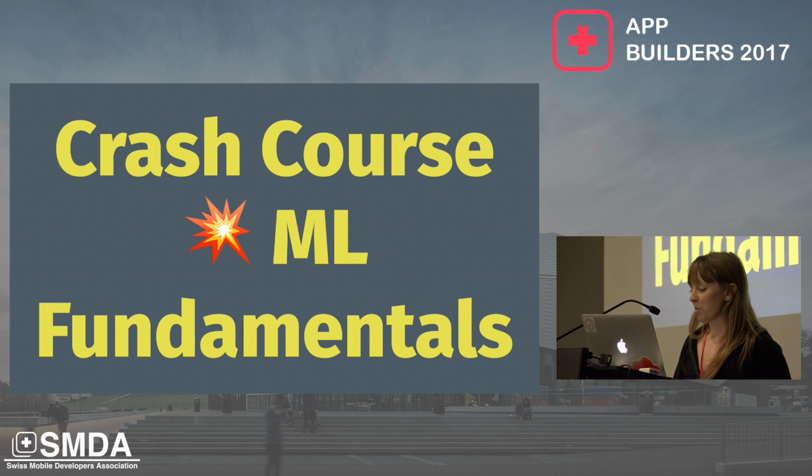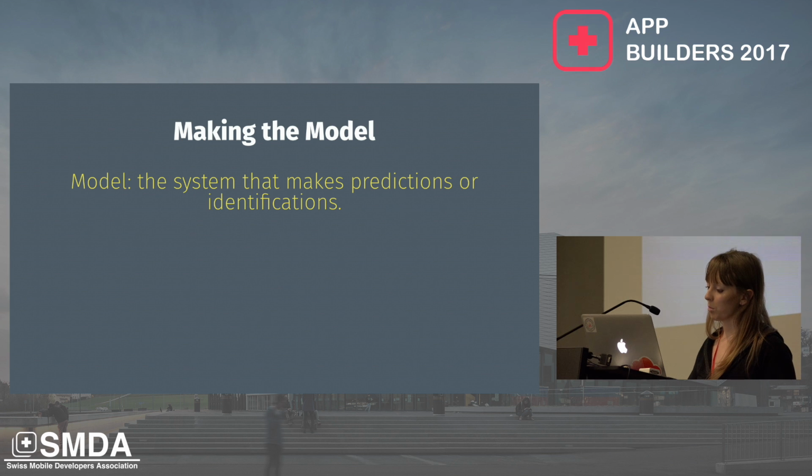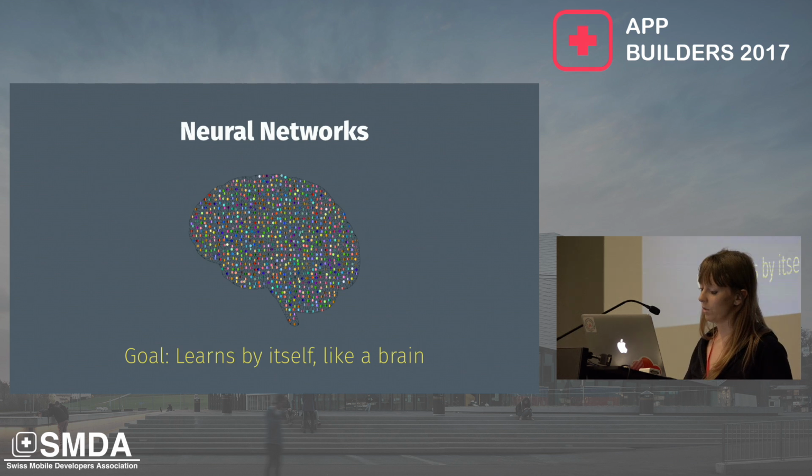The crash course in ML fundamentals. So you've probably heard lots of these terms: neural networks, deep learning, convolutional neural networks, and so on. There's a million different terms thrown around: training, inference. What do they actually mean? So for machine learning, you're coming up with an equation that's going to help you predict some sort of results from data. And in order to do that, you need to make a model. And so the model is going to be that system that makes the predictions or identifications.